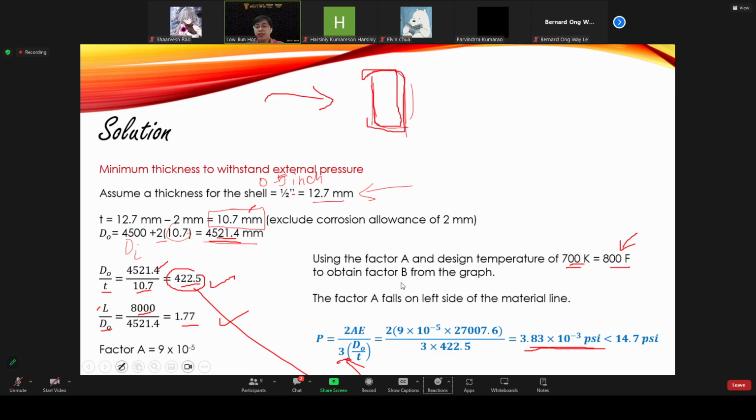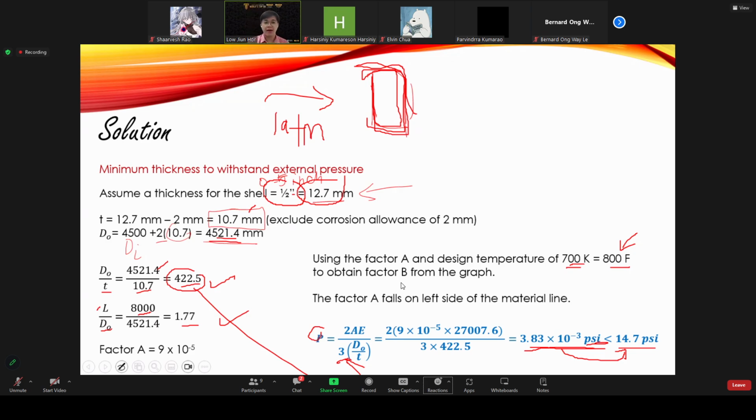What is the external pressure? External pressure is 1 atm. 1 atm is equivalent to 14.7 psi, because based on the equation here, the unit of the pressure is psi. So if you compare, the pressure that can be withstood by your pressure vessel is smaller than 1 atm. So that means the assumed thickness here cannot be accepted. In that case, we need to further increase the thickness and repeat the calculation again.